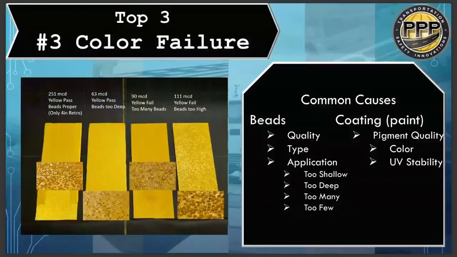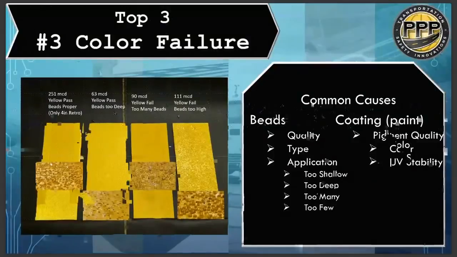So we're going on to what the common causes are with regards to color failure, and we kind of talked a little bit about that. I'll take over here on this one. I'll just tell you, it's beads and coatings. It's back to the same thing. If you notice, I pulled up the same chart, and you can see that beads too deep versus actually the one on the second from the left. That yellow passed the one next to it where there were too many beads, which I think Mike pointed out is a really big issue.